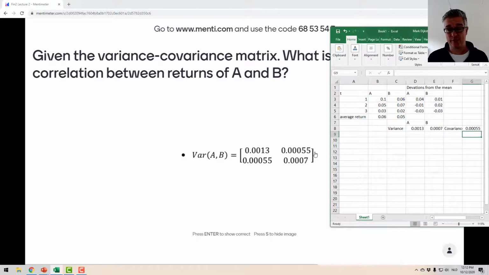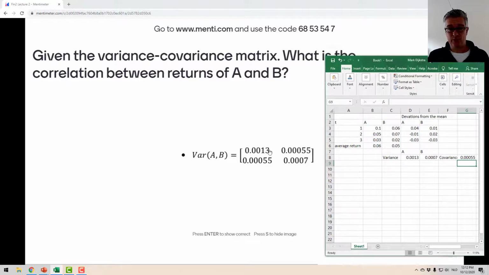If we had a third stock in here, then the variance-covariance matrix would show the variance of stock C down here. Over here it would show the covariance between A and C, and again here the covariance between A and C. And here it would show the covariance between B and C, and also the covariance between B and C right here. So given this variance-covariance matrix, where we know the variance of A, the variance of B, and the covariance between A and B, my question to you is, what is the correlation between the returns of A and B?